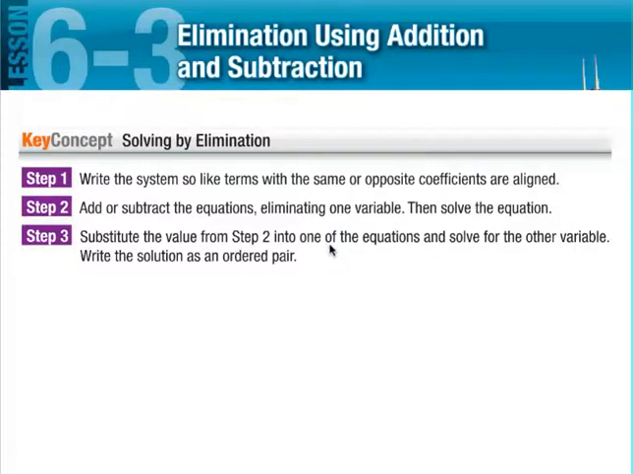And so in order to solve by elimination, step one, we're going to write the system so like terms with the same or opposite coefficients are aligned. This is taken from your book. I don't know if you necessarily need to write these down because we're going to go through these steps as we solve the first few problems. Step two is to add or subtract the equations, eliminating one variable. Then solve the equation. Step three, substitute the value from step two into one of the equations and solve for the other variable. Write the solution as an ordered pair.